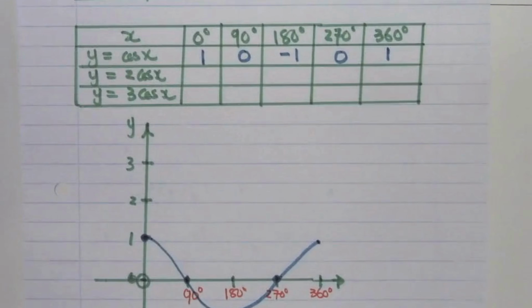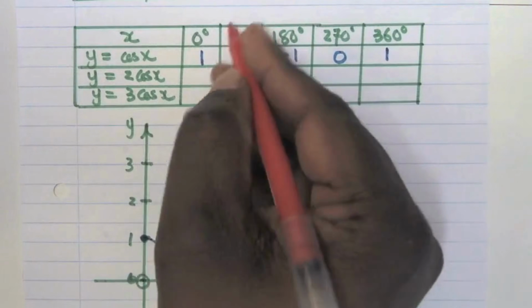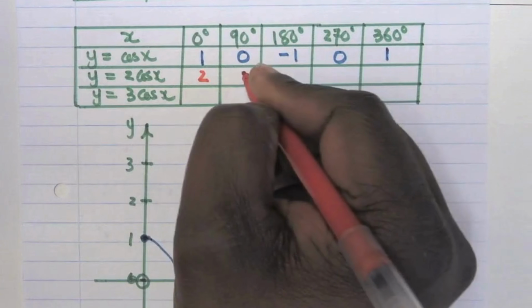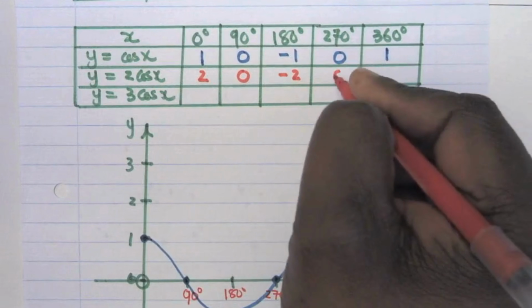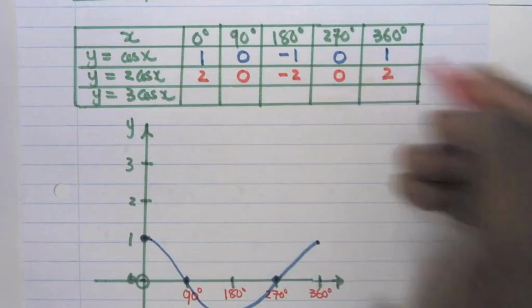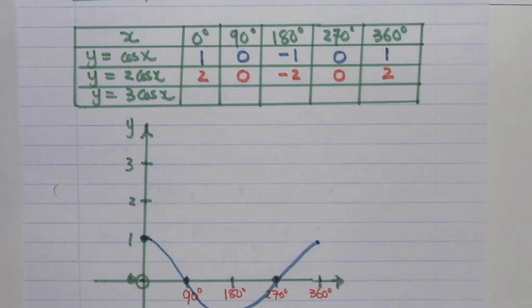Then let's go back to the table of values and complete the table of values by substitution. Here I'm going to get 2. Here I'm going to get 0. Here I'm going to get -2. Here I'm going to get 0. And then the last one, I'm going to get a 2.